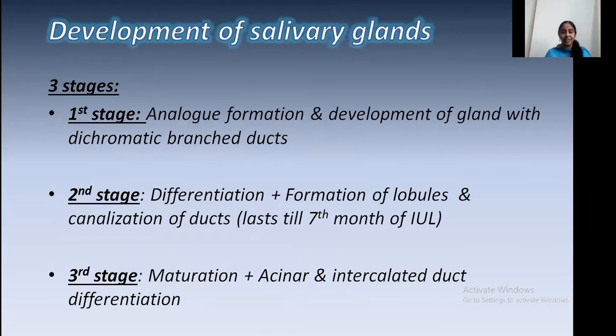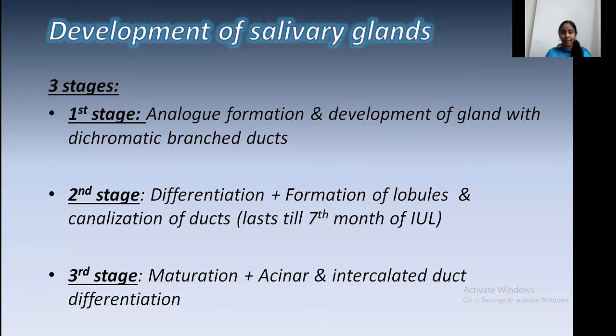There are 3 stages in the development of a salivary gland. First stage is anlage formation with development of the gland along with dichotomously branched ducts. Second stage will be differentiation plus formation of lobules and canalization of the duct. This stage will last till the 7th month of intrauterine life. The third stage is maturation and acinar and intercalated duct differentiation. Kindly note down these 3 stages.